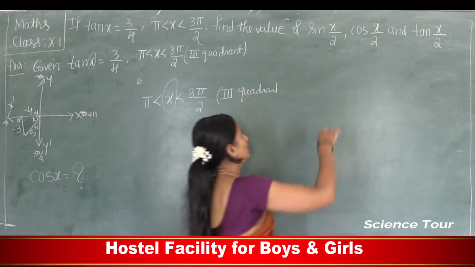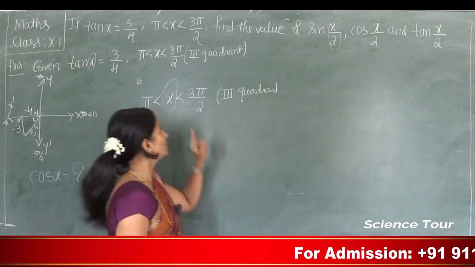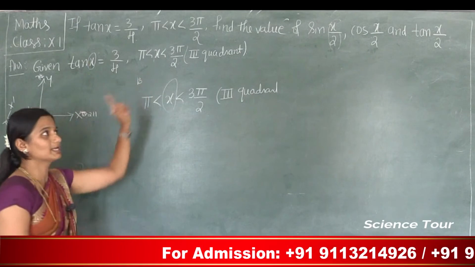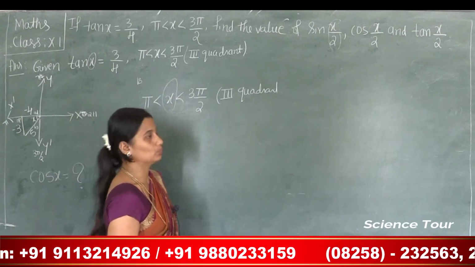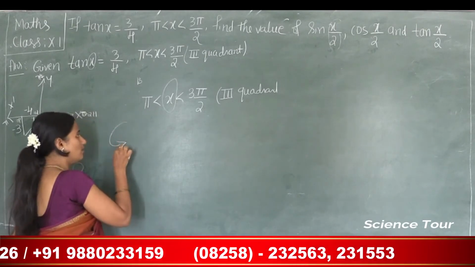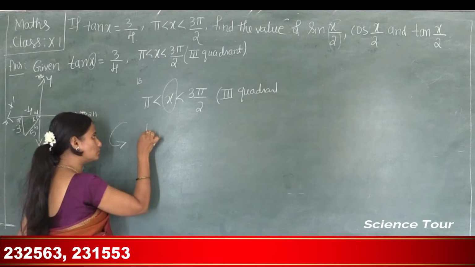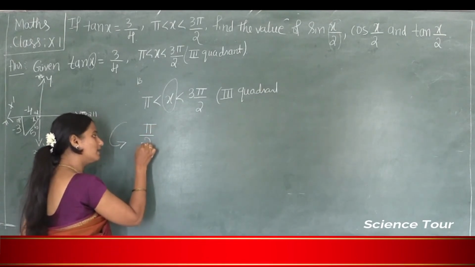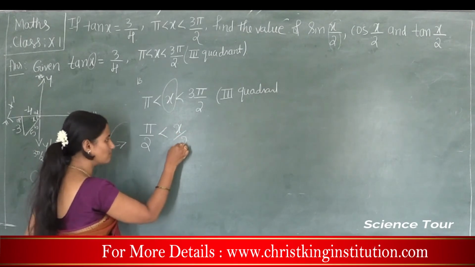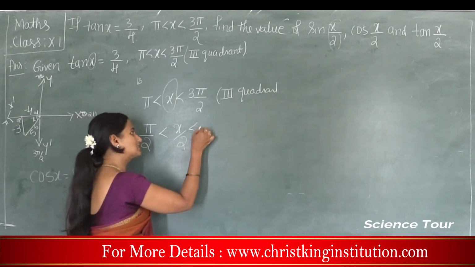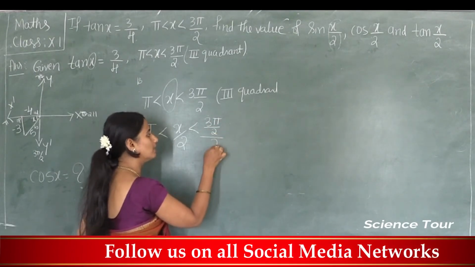Now next I need is x by 2 angle. I showed the value of x and x by 2 different. Now how to get that x by 2? So for this one I divide by 2. So it is pi divided by 2. Next x divided by 2. Next 3 pi by 2 divided by 2.